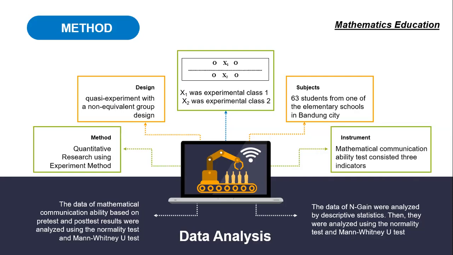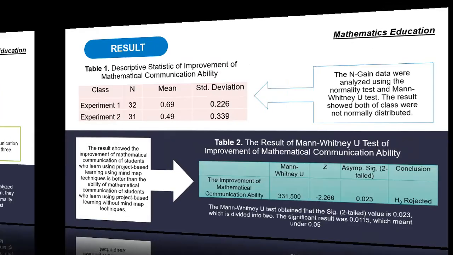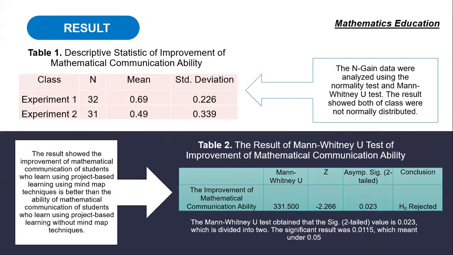And how about the result? We can see from the table of this result. In this study, the data of student mathematical communication ability were obtained based on scores of pre-test and post-test of mathematical communication ability tests. Pre-test for initial ability and the post-test from the final ability. The n-gain test was taken to describe the improvement in student mathematical communication ability.